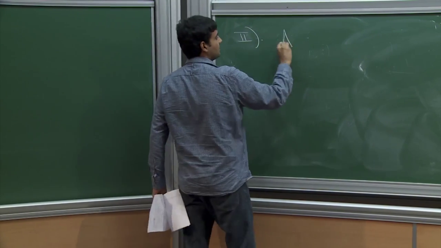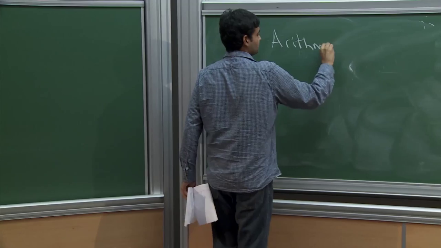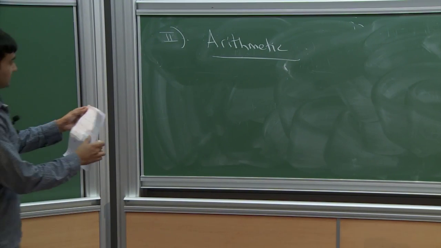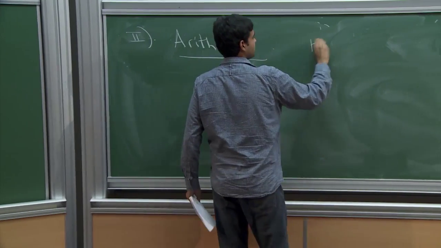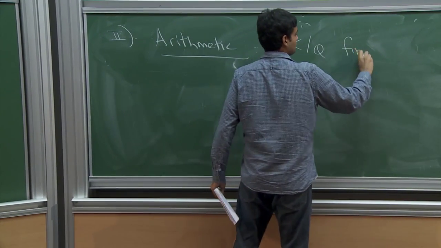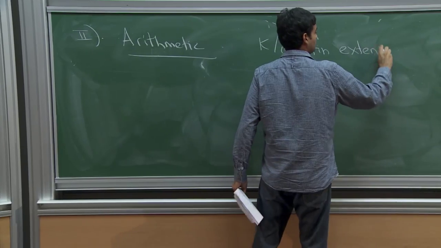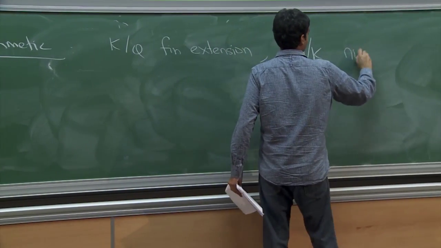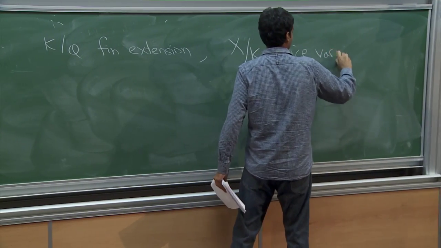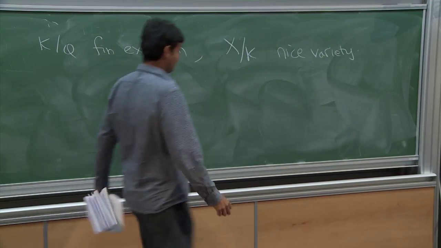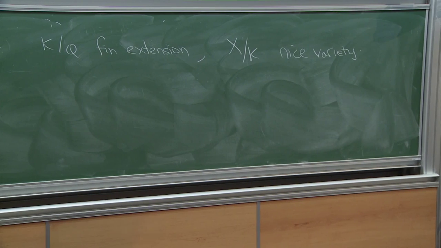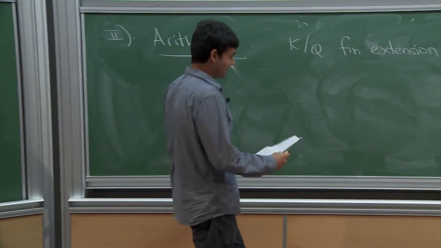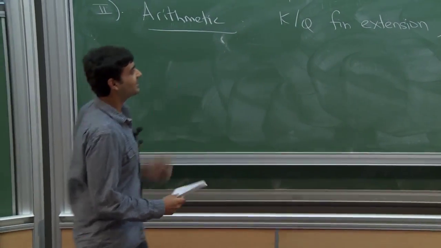OK, so in the arithmetic setting, let me write down the result and make some remarks about it. And then we'll see the actual construction. So let's say K over Q is a finite extension. And X over K is a nice variety. So here, nice is actually a technical term. I learned it from Bjorn Poonen. It means proper smooth and geometrically connected, projective smooth and geometrically connected. I like it. It's quite short.